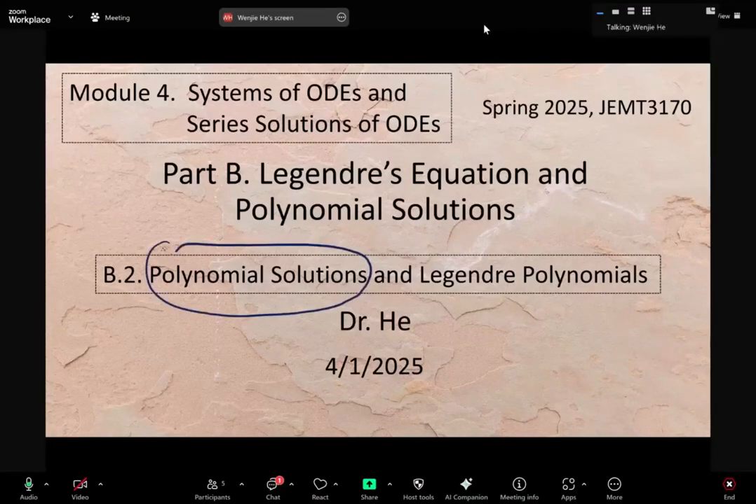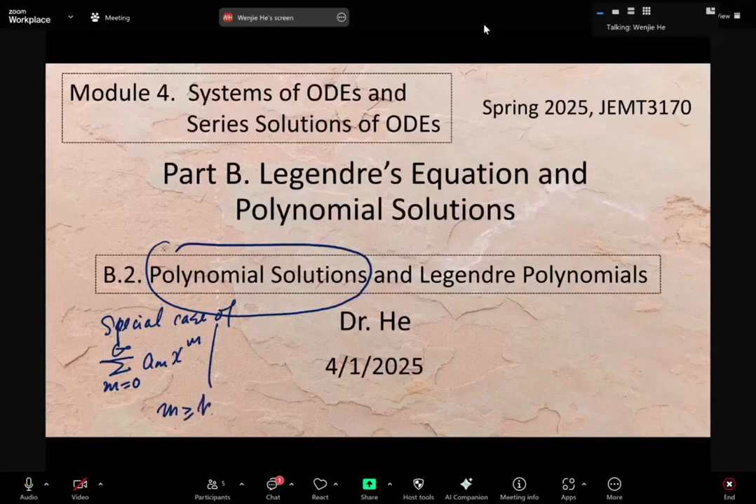B.2, polynomial solutions and Legendre polynomial. Why do we talk about polynomial solutions? Everybody knows polynomials, right? You can view the polynomial as a special case of the power series, because for the polynomial, when m is greater or equal to some number k, all the coefficients equal 0. That's a polynomial.